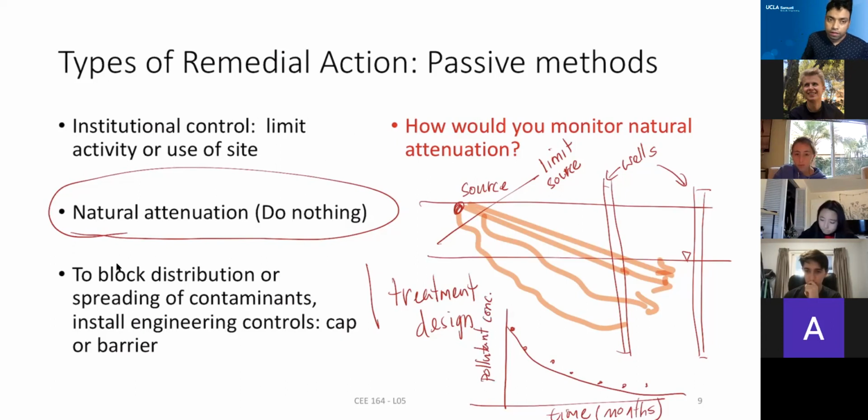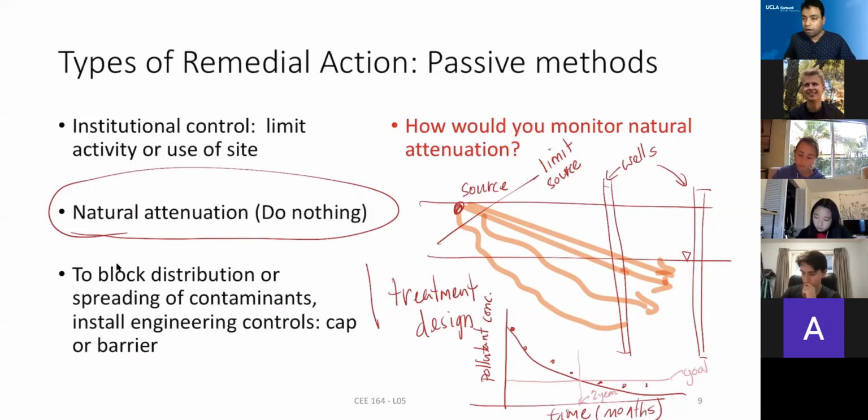And the first thing you have to see is what's your remediation goal? For instance, let's say this is your goal for the pollutant concentration. As long as your pollutant concentration is that or lower, then you don't have to do anything. So what you see here is, if you wait, let's say this is roughly 2 years.